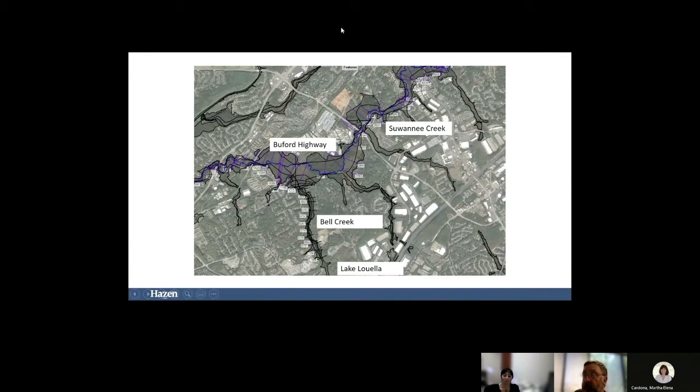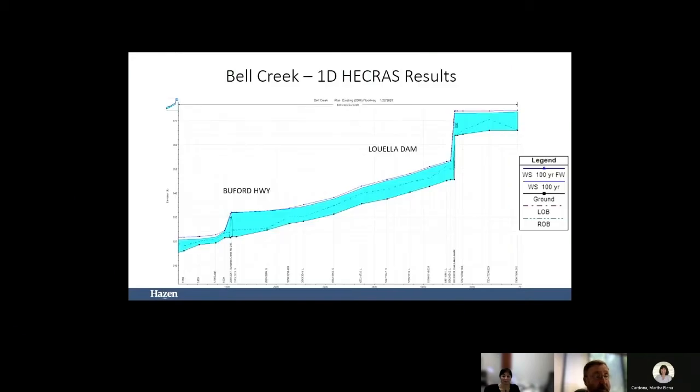Northwest of Atlanta in Suwanee Creek, Buford Highway, Bell Creek is the receiving tributary below Lake Llewellyn. So the original model that we developed was for a breach analysis and emergency action plan to map where the breach due to a Lake Llewellyn failure would occur. And we had the model set up and were able to readily compare with a FEMA model. FEMA one-dimensional model, great FEMA model. You can see here we have the FEMA model, HEC-RAS, with Lake Llewellyn modeled.